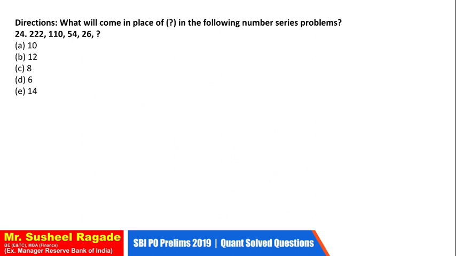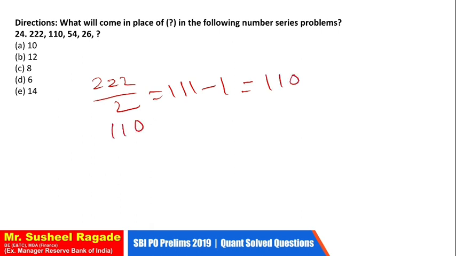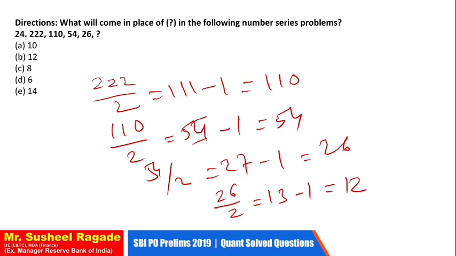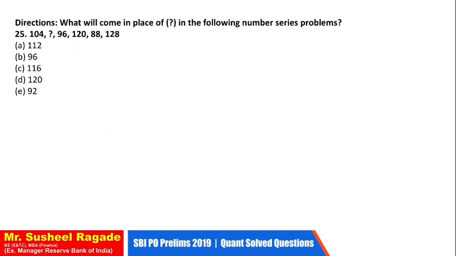So question number 24. Here we are dividing by 2. So 222 divided by 2 is 111, minus 1 is equal to 110. So 110 divided by 2 is equal to 55, minus 1 is equal to 54. 54 divided by 2 is equal to 27, minus 1 is equal to 26. Now 26 divided by 2 is equal to 13, and 13 minus 1 is equal to 12. So 12 is the answer.